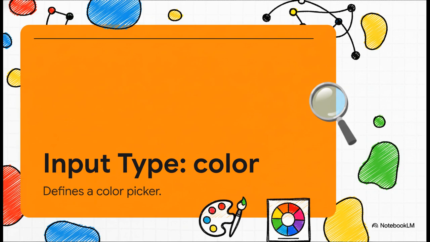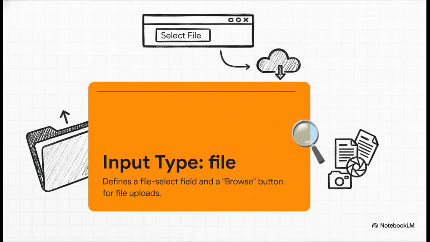The color input type takes a feature that used to demand a heavy JavaScript library and a bunch of integration work, and it boils it all down to a single elegant line of code. Input type equals color. And boom, you get an instant native color picker. It's brilliant. And of course, we can't forget the humble but mighty file input. Don't underestimate this one. This is the gateway to a world of user-generated content. Every profile picture you've ever uploaded, every PDF you've submitted, it all starts right here. This little tag is the key that unlocks truly interactive, two-way web applications.